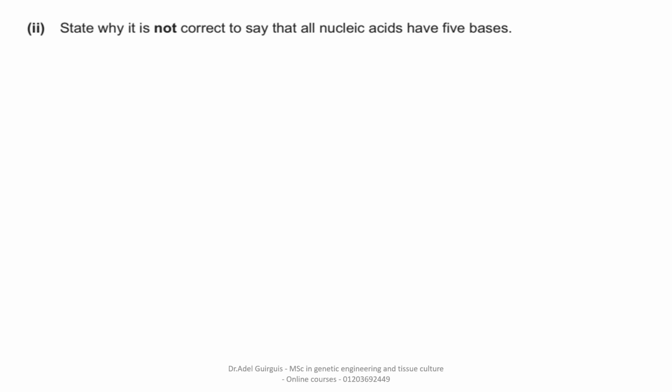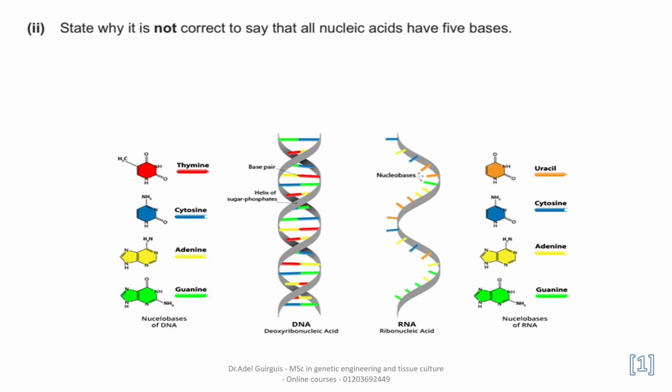Now look, state why it is not correct to say that all nucleic acids have 5 bases. All nucleic acids, we mean DNA and RNA. Each one of them consists of only 4 bases. For example, look please here, for DNA, deoxyribonucleic acid, the 4 bases: thymine T, cytosine C, adenine A, guanine G.